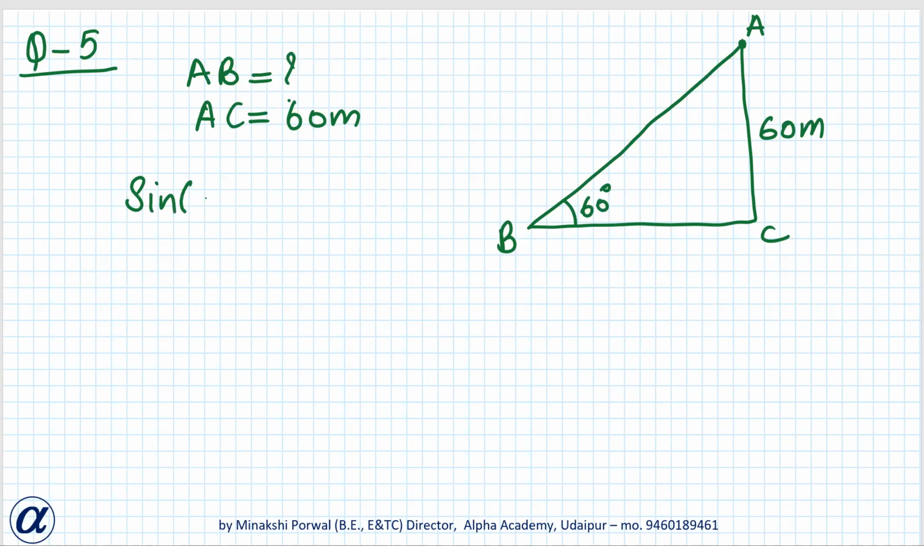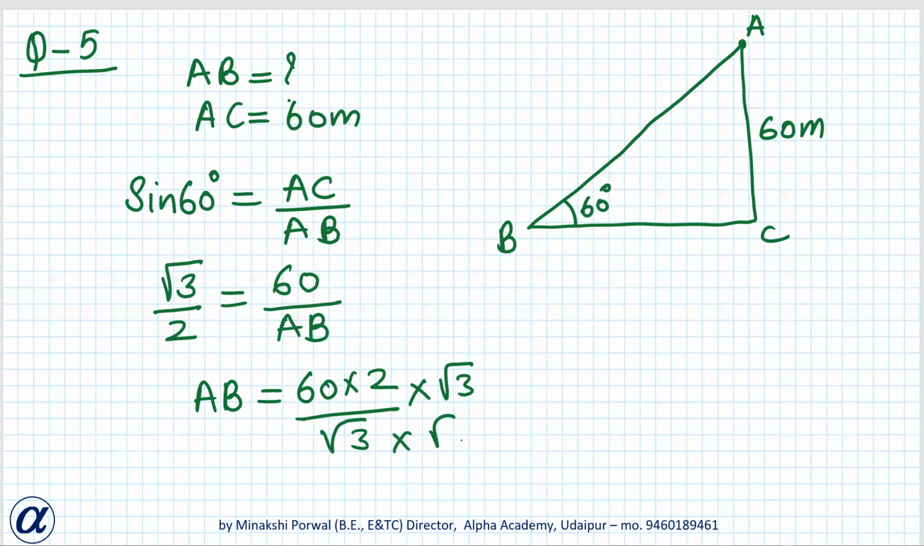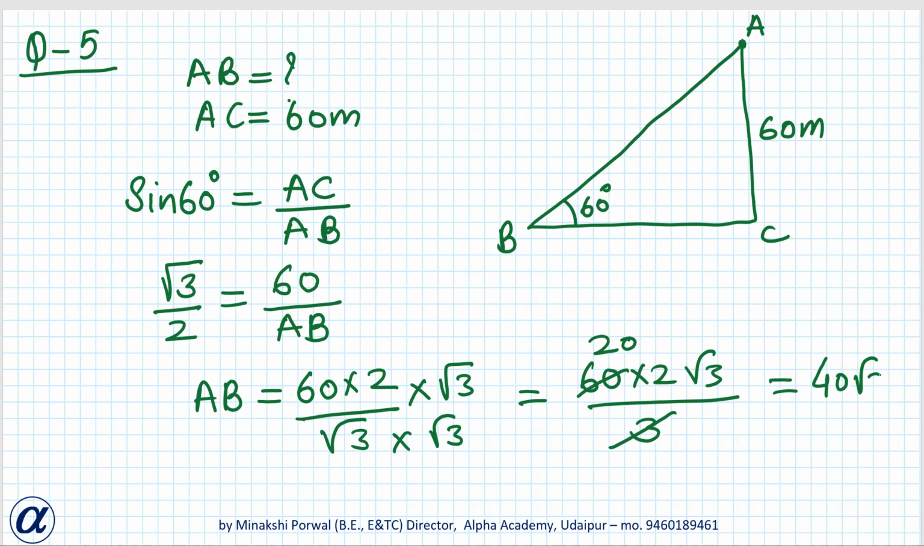So yes, sine 60 degree equals perpendicular upon hypotenuse. Sine 60 is root 3 by 2. Perpendicular is 60. Hypotenuse we don't know. So AB equals 60 into 2 upon root 3. Okay, rationalizing the denominator. So it will be 60 into 2 into root 3 upon 3. So it is 20. Okay. So it will be 40 root 3 meters. This is the answer.